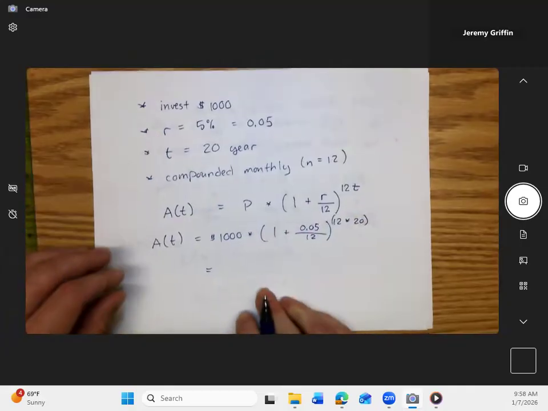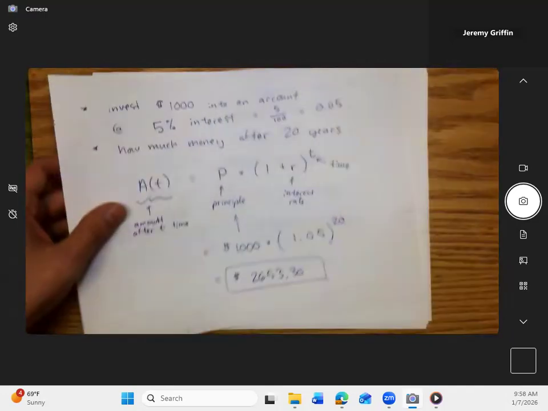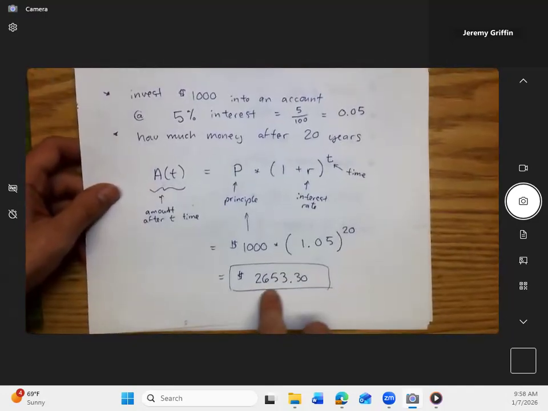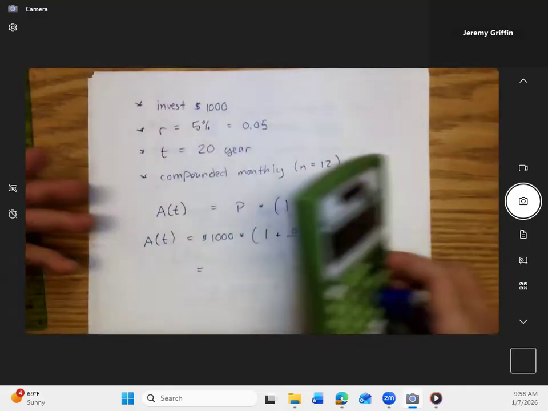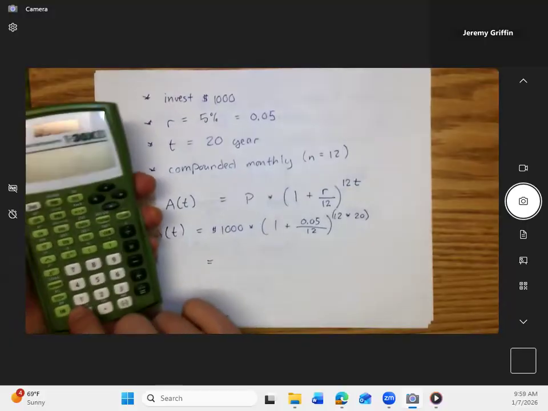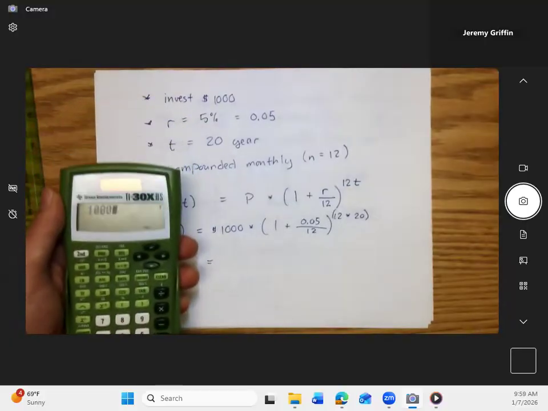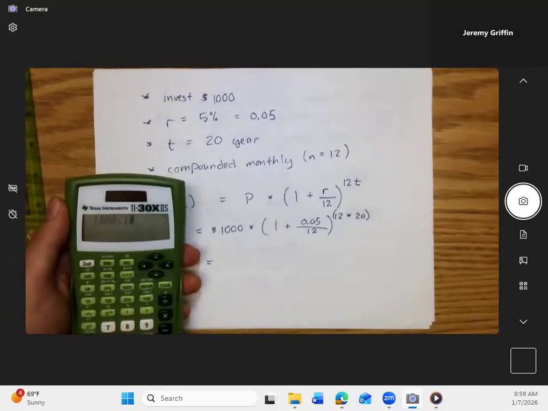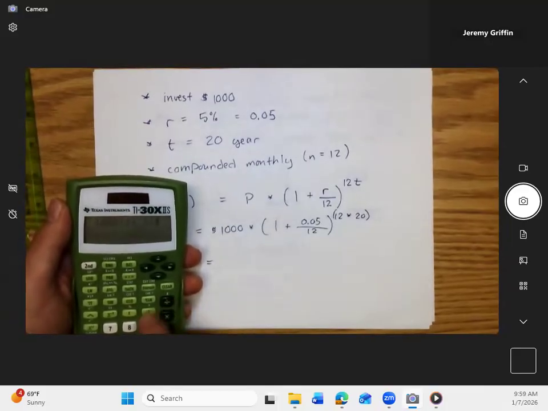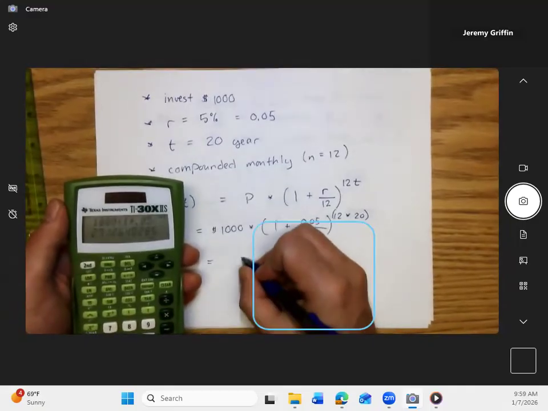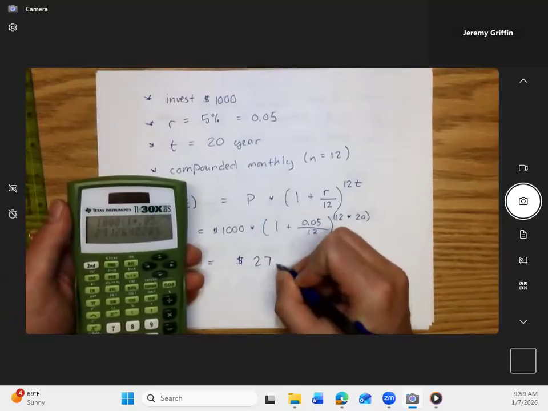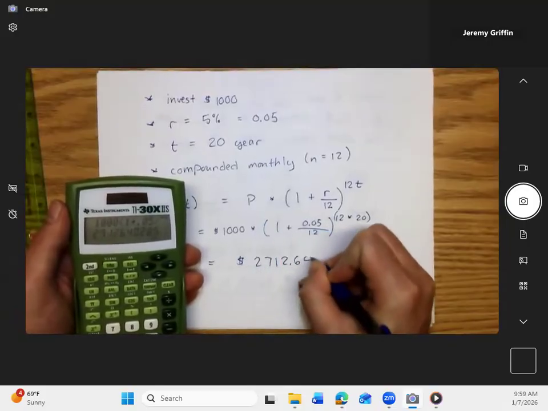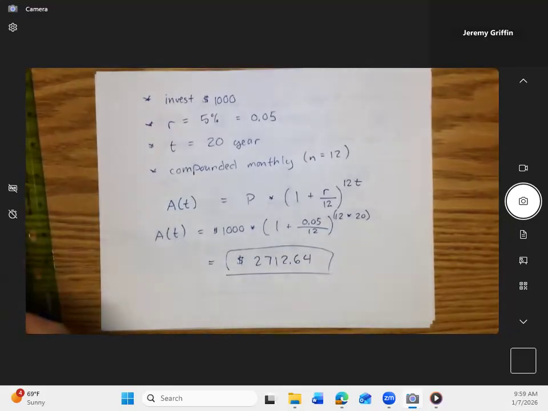Now, I remember before it was just compounded at the end of every year. I was getting $2,653 in the account. So I think compounding every month, it's going to be a little bit more than that. Let's see what it actually is. So 1,000, on the calculator, times 1 plus 0.05 over 12 to the power of 12 times 20. Okay. Yeah, look at this. It's $2,712.64. So it is a little bit more money than before if you compound every month. Do you guys get that?